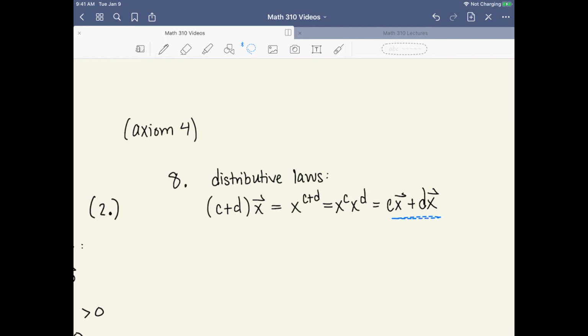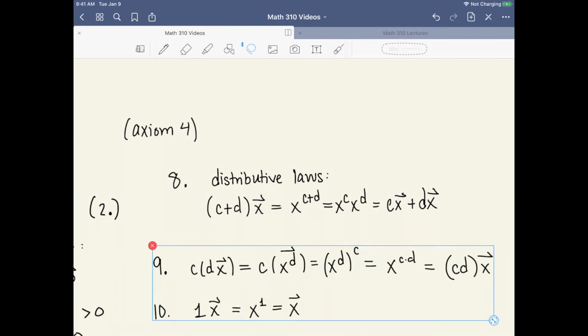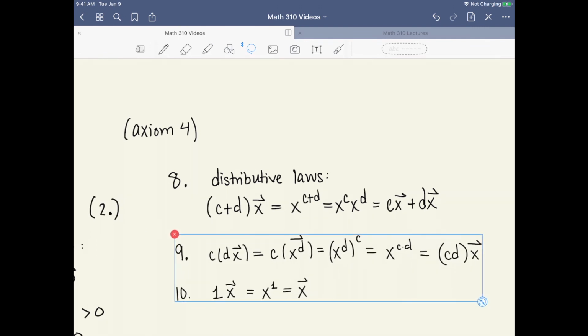cx plus dx. Let's check two more axioms and then I'll leave the rest to you for exercises. Axiom 9 is a kind of associative rule for scalar multiplication. We would want to know that if we had a scalar and then parentheses, scalar times vector, that's equal to the scalars being multiplied together first and then being multiplied to the vector, rearranging the parentheses. And this is going to come down to another one of your rules for exponentiation. And then the last axiom deals with multiplication by the scalar equal to 1. 1 times a vector x is defined to be x to the 1st power, which is, of course, still going to be x, working out as it should.